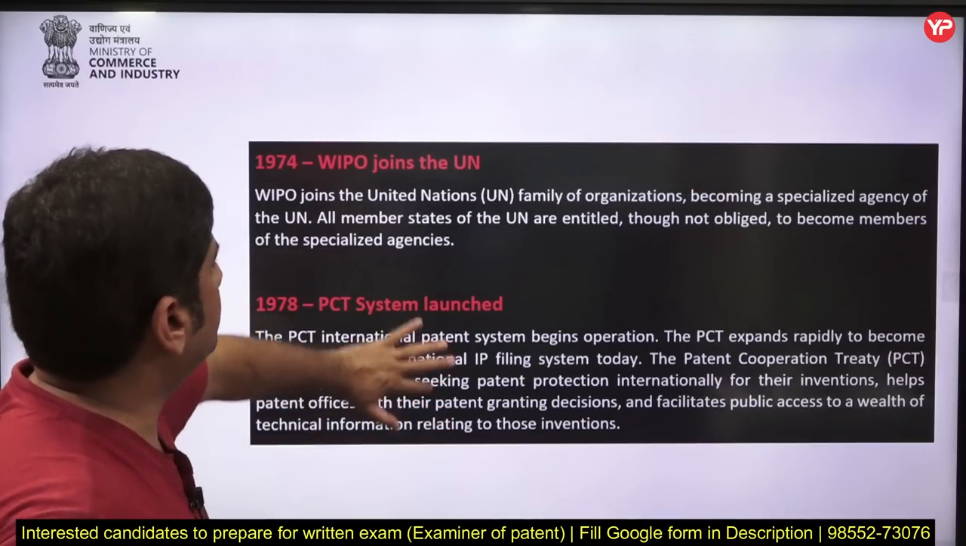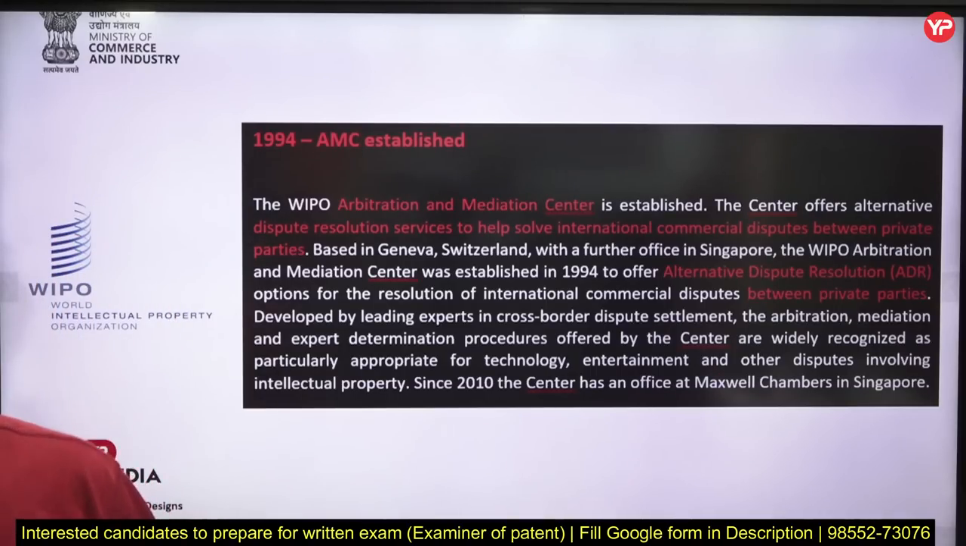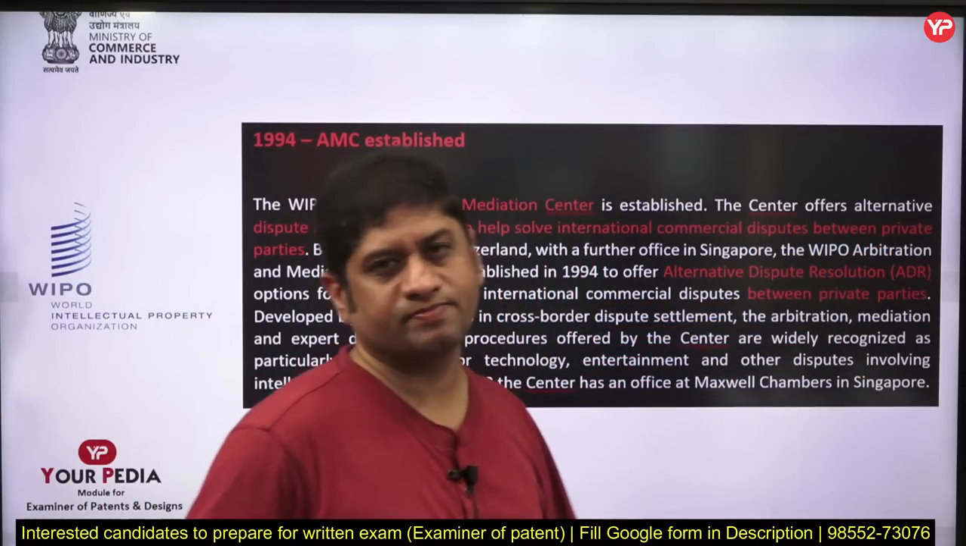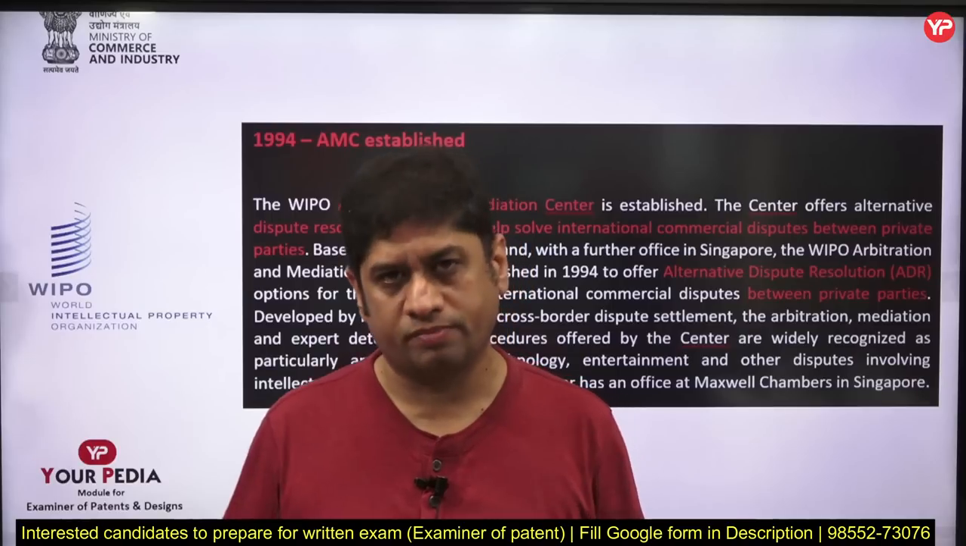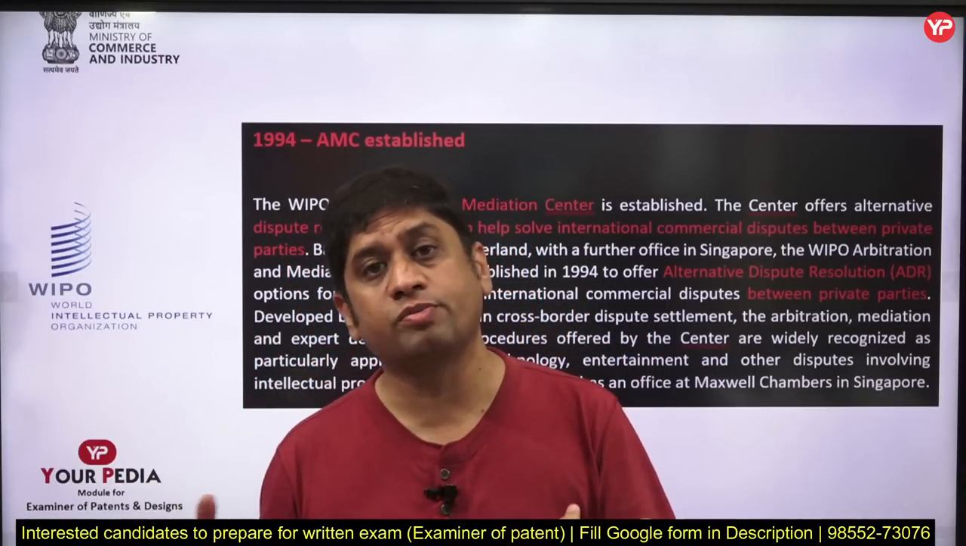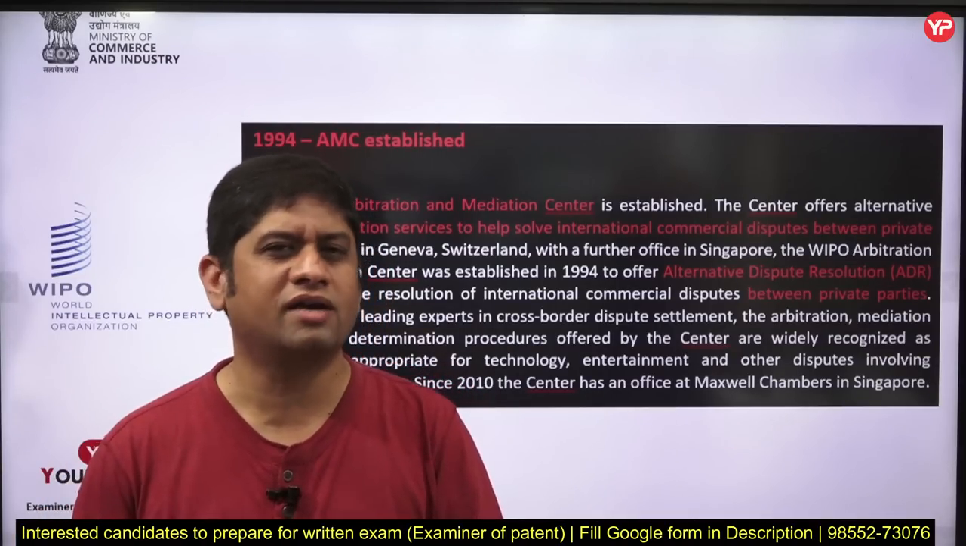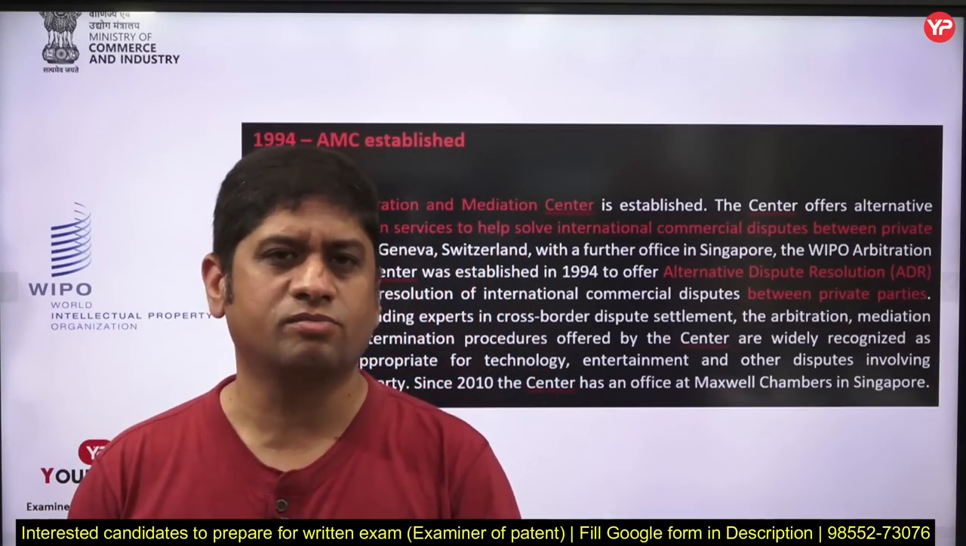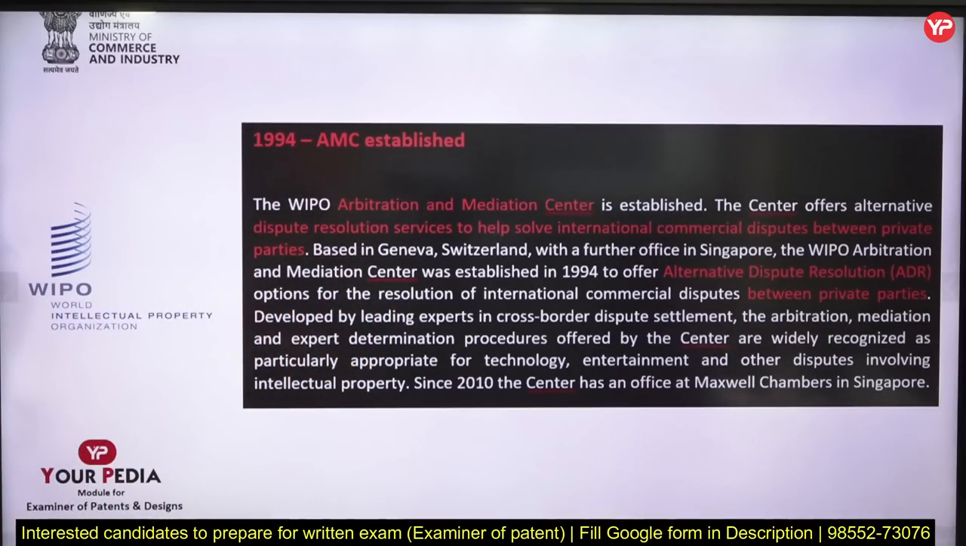So this is an important milestone and important information. Another thing is the Arbitration and Mediation Center, AMC. That was launched in 1994. What is the role of the Arbitration and Mediation Center? Its role is to offer alternate dispute resolution services to help solve international commercial disputes between private parties. This is the most important thing here, private parties. Whenever there is a commercial dispute, WIPO does not redress disputes between government bodies. WIPO only steps in when there is a dispute between private parties. Government to government negotiation and discussion happen and are facilitated, but WIPO is not the international body for that. WIPO handles commercial disputes between private parties.